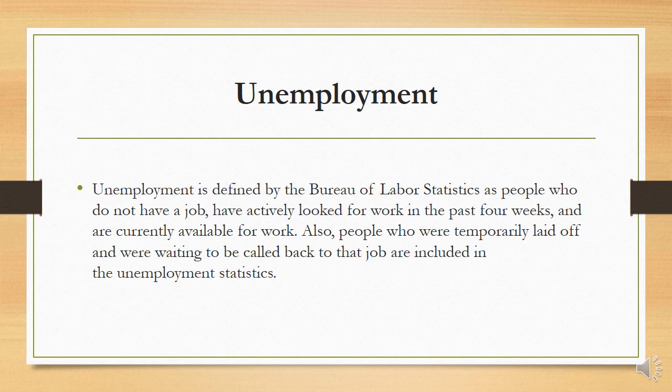First, we define what is unemployment. Unemployment is defined by the Bureau of Labor Statistics as people who do not have a job but have actively looked for work in the past 4 weeks and are currently available for work. Also, people who were temporarily laid off and were waiting to be called back to that job are included in the unemployment statistics.